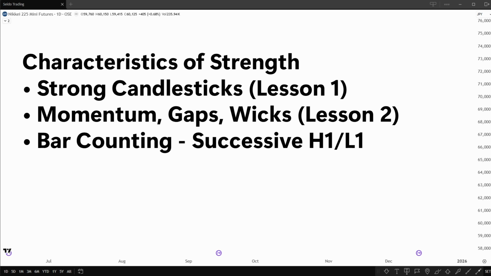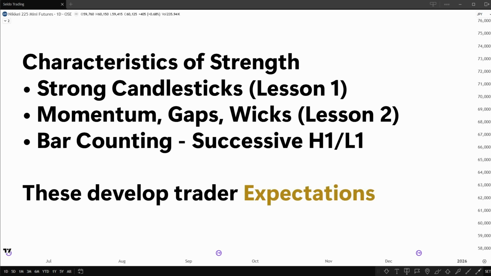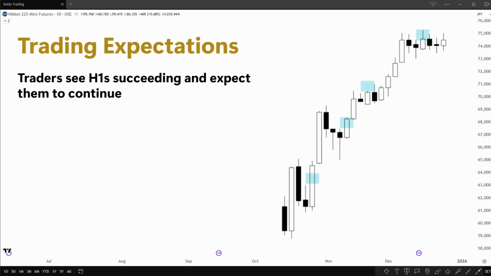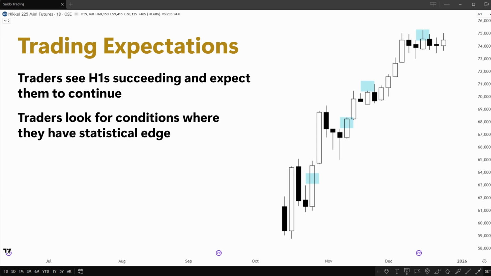Markets tend to continue doing what they have been doing. That is how traders establish expectations, and it is those expectations that get traded. When a trend is producing consecutive H1 successes, traders are not just observing that, they're positioned around it. Trading is about finding statistical edge. So traders are looking for conditions where the probability of a move in one direction is meaningfully higher than in the other. That is what underpins a strategy.